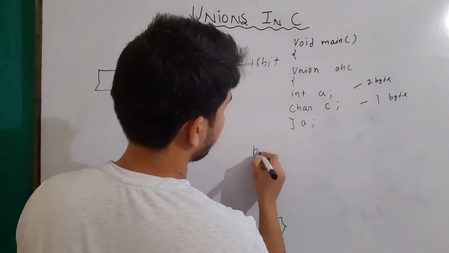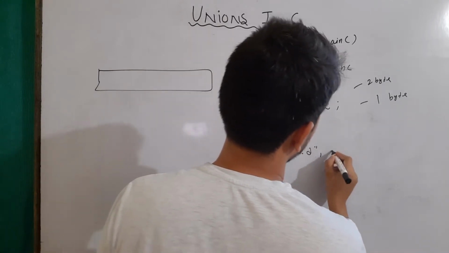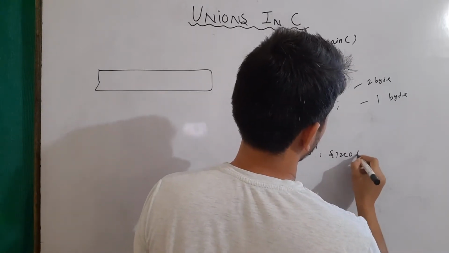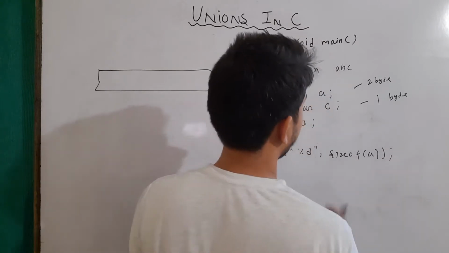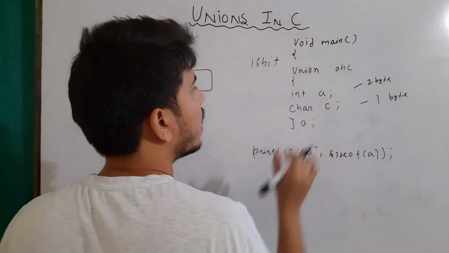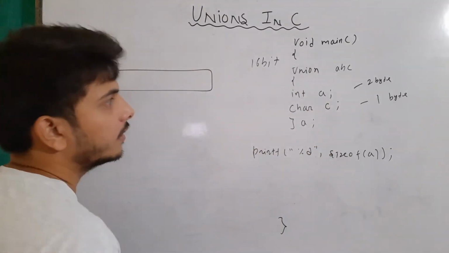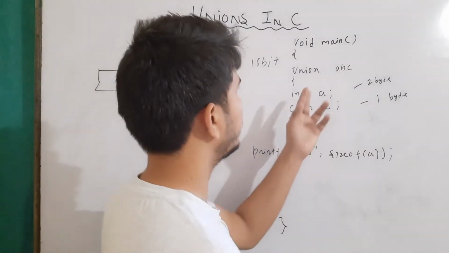For example, if I write here printf %d and then sizeof a, then it will give me output as 2 byte, right? If this was a structure, then the output would have been 3 byte, 2 byte for integer and 1 byte for C or character. But here we are using the union.